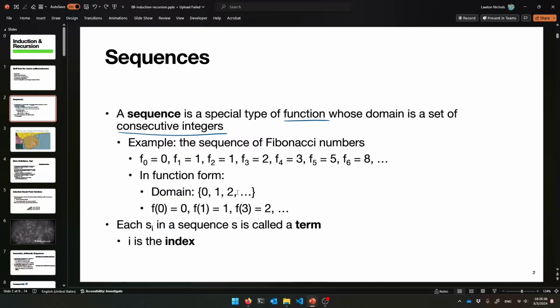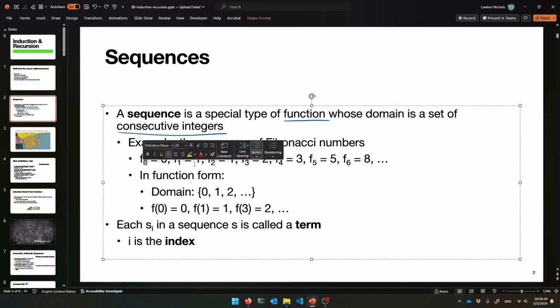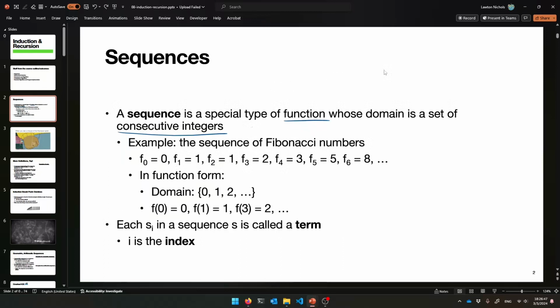All right, so you can make this a function. What's the domain of the function? Well, what are the pieces? You can ask for the 0th thing in the sequence, the 1st thing, the 2nd thing, 3rd thing, 4th thing. So the domain is going to be these numbers, right? So this is the domain of the sequence. You can think of it as a function. You can ask for element 0, element 1, element 2, element 3 of the sequence, 4, 5, 6. You can ask for all of those.